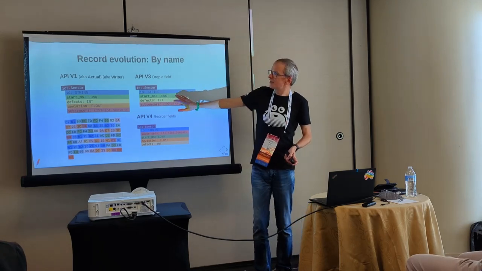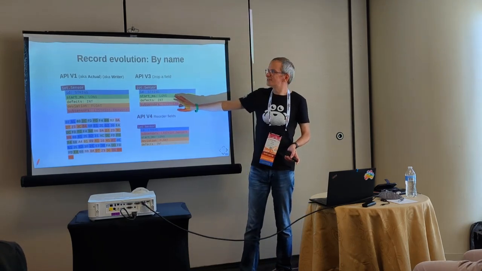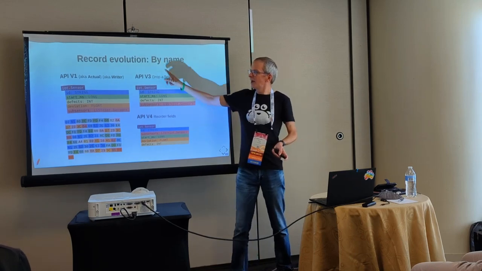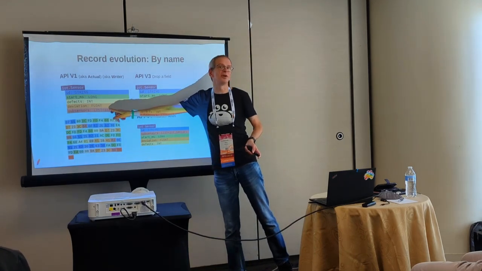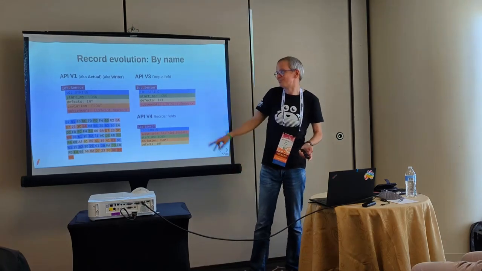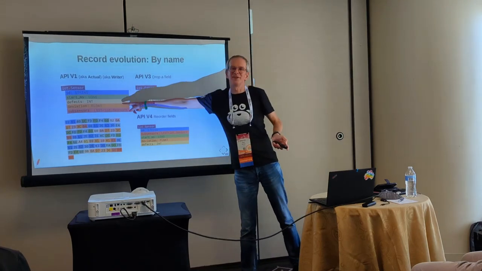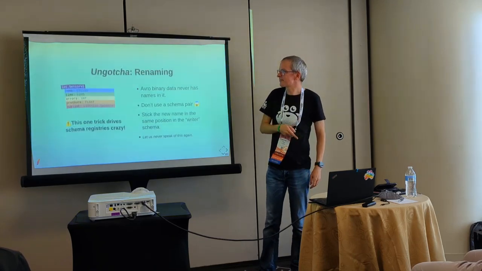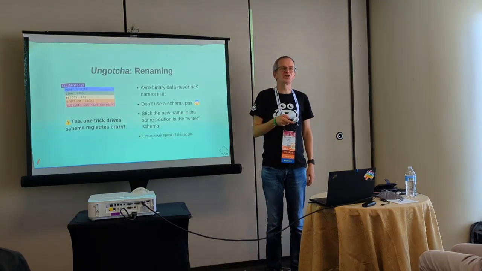This is kind of interesting. Dropping a field in this case is not forward compatible, because if you're writing this data and reading with this one, there was no default provided. So if you don't know what to put in that float, that will give you an error at the time when you're reading it. I got a gotcha here.